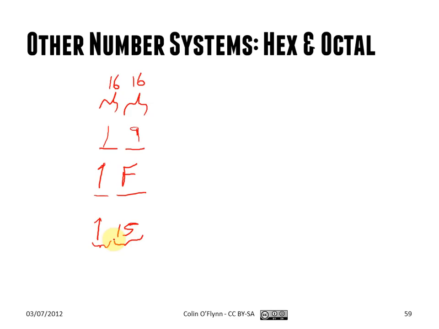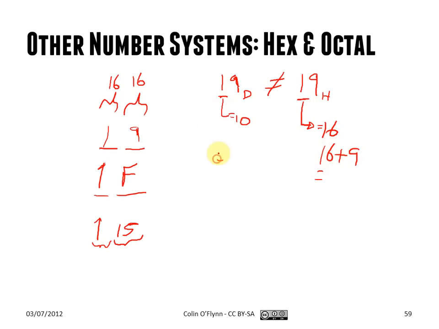So what this also means is that in hexadecimal, this place, so for example 19 in decimal, is not the same thing as 19 in hex. Because in hex, this place here isn't equal to 10. Here this is equal to 10. Here this is actually equal to 16. So this would be equivalent to 16 plus 9, whereas this number is obviously just 19 in decimal. So you have to be careful with hex that you don't make that mistake.